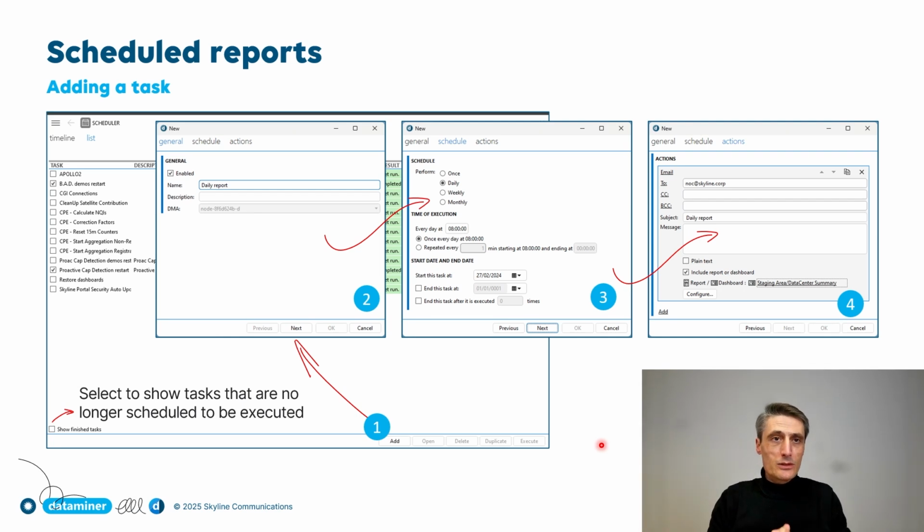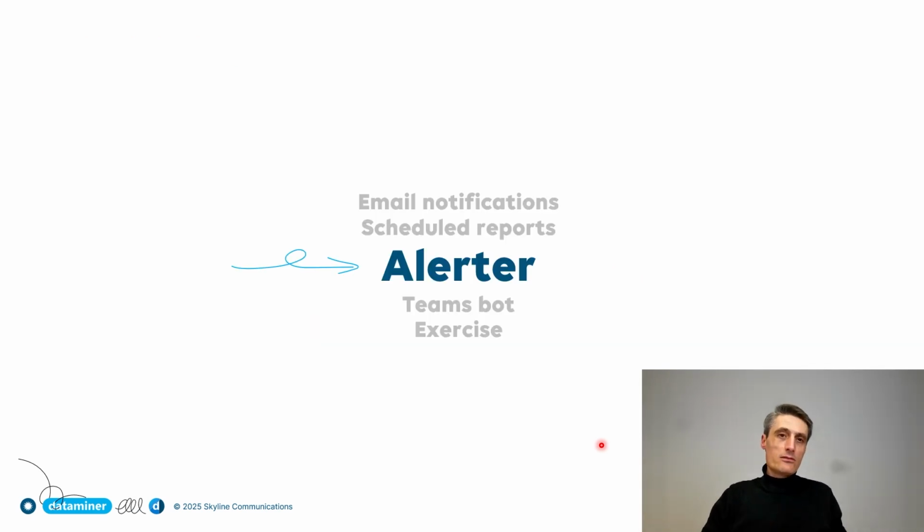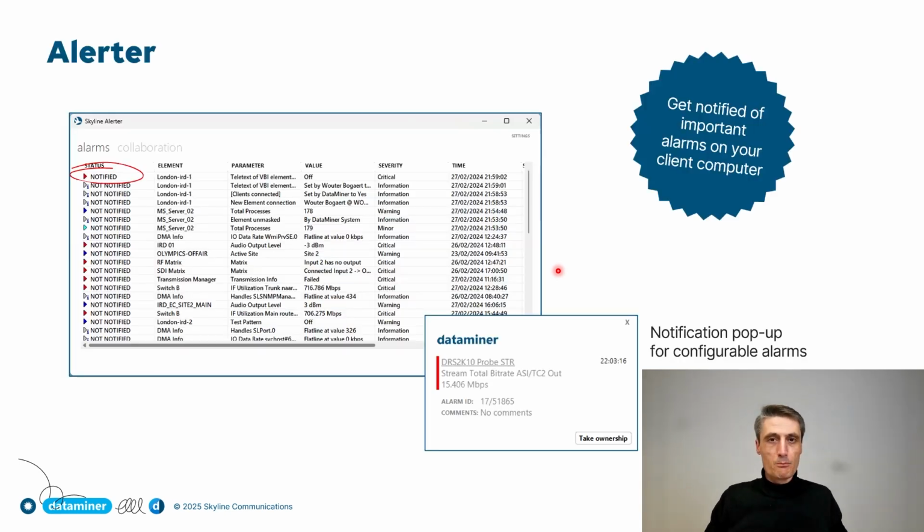Okay, so that's how I can also have scheduled emails sent out to me with some nice reports of how my DataMiner system has behaved in the last 24 hours or week or whatever you add on the dashboard. Now, Alerter, I'm not going to spend too much time on Alerter because this is an older module or an older application, but it's still possible to install it, and it is still useful in certain cases. So therefore, I want to mention it. What is it?